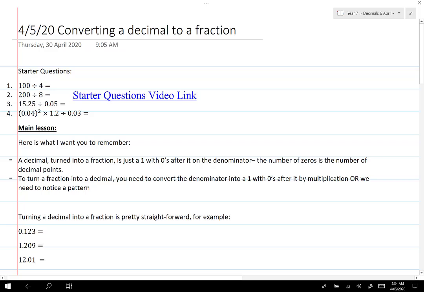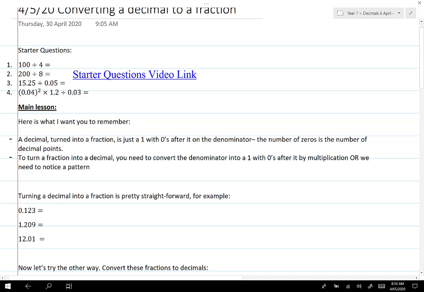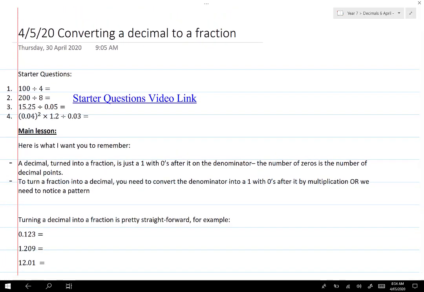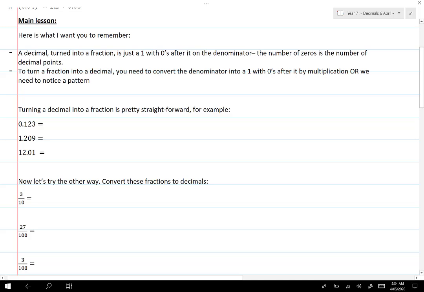Okay, so today we're converting a decimal into a fraction, and also a fraction into a decimal. Okay, fraction into a decimal is actually what we're really doing, sorry. So, again, here's what I want you to actually remember from today's lesson. When you take a decimal and turn it into a fraction, it's basically about the one with the zeros after it. Okay, so 0.1, that's 1/10, because that's in the 10th spot.